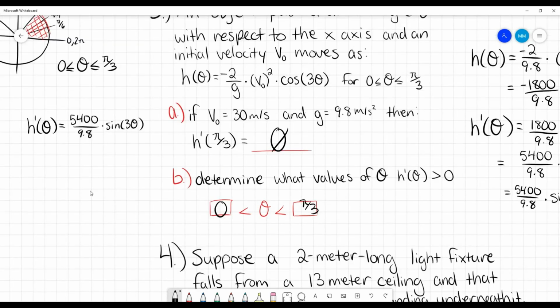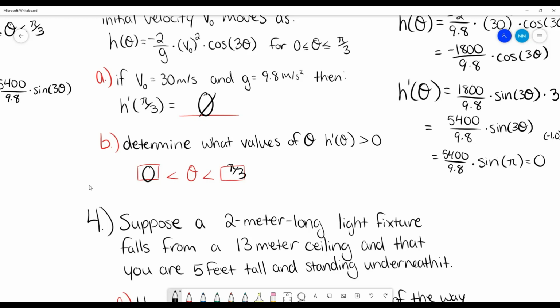And if it asks for either of this in decimal terms rather than in radians, just plug it into your calculator, pi divided by 3, and just write all of that out.